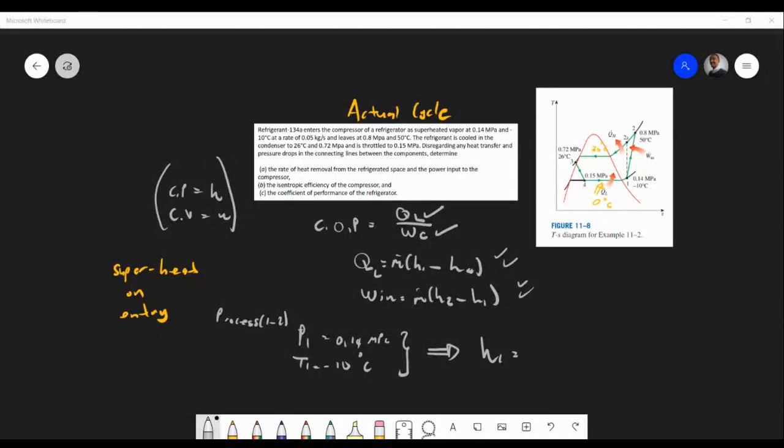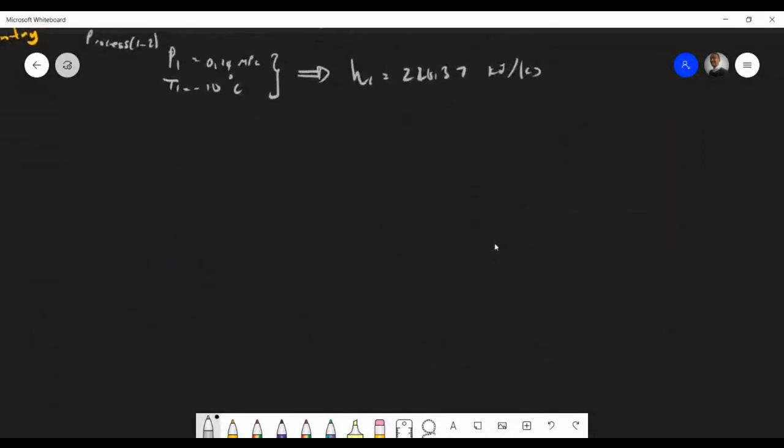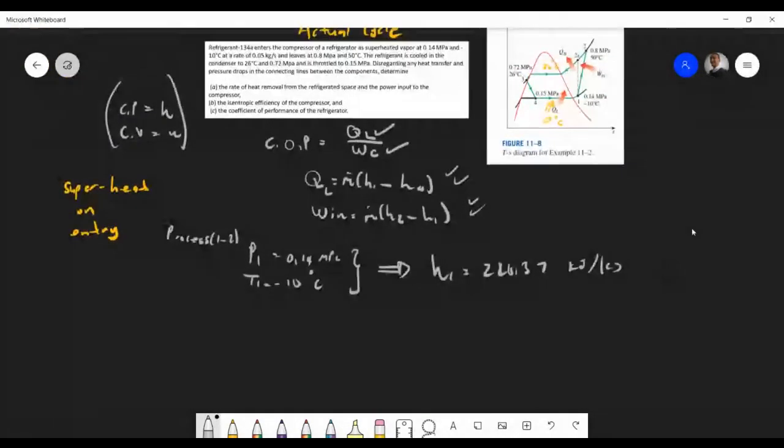246.37. Is that correct? How much did people say? Yeah, okay, I'm happy with that. 246.37 kilojoules per kilogram, right? No, man, why do you do this to me? Okay, that's fine. So again, obviously this gets compressed to a pressure of 0.8 at 50 degrees now.